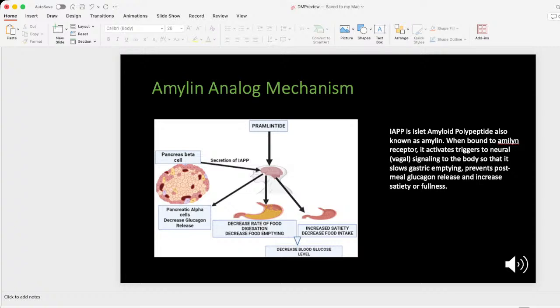Pancreatic beta cells are the other part of it. So just note those differences here, because it's important to know the difference between the alpha and beta cells, especially when it comes to the GLP-1 agonists. So you'll see that in the later slides.